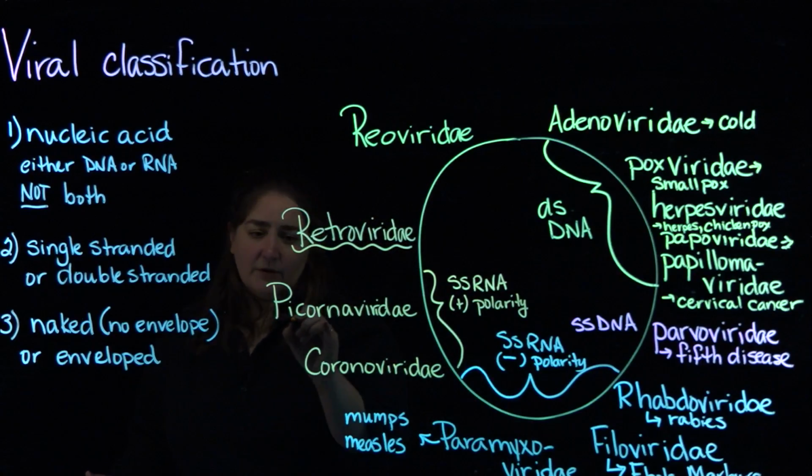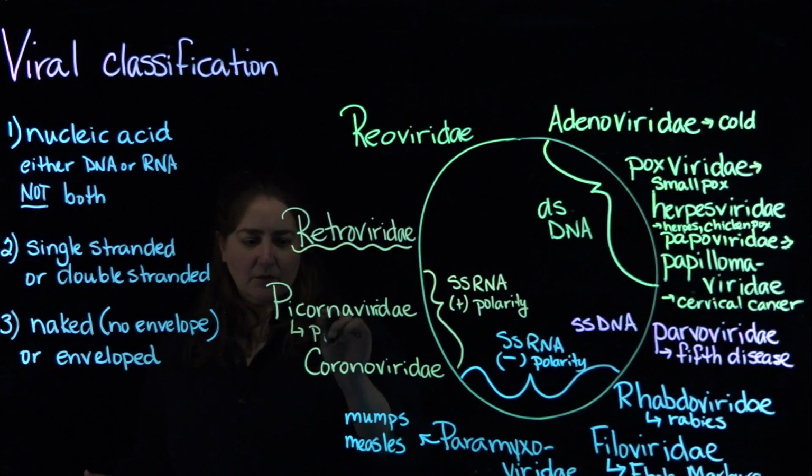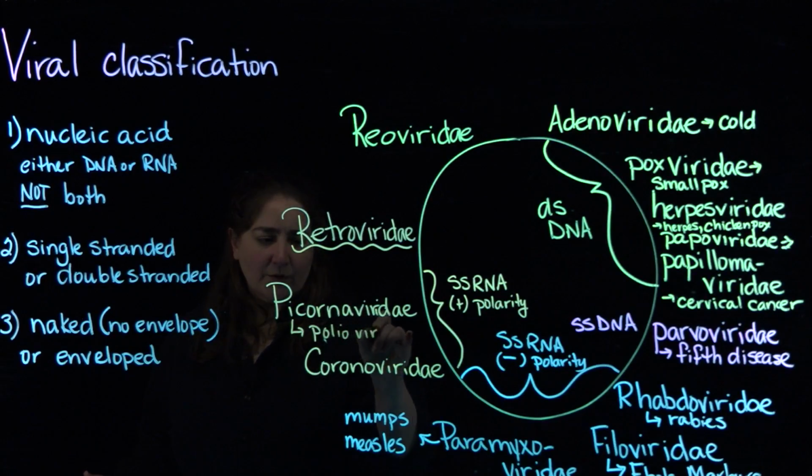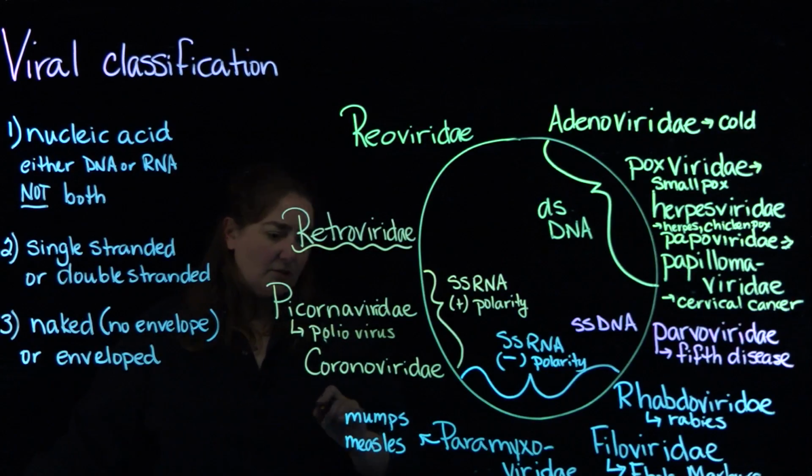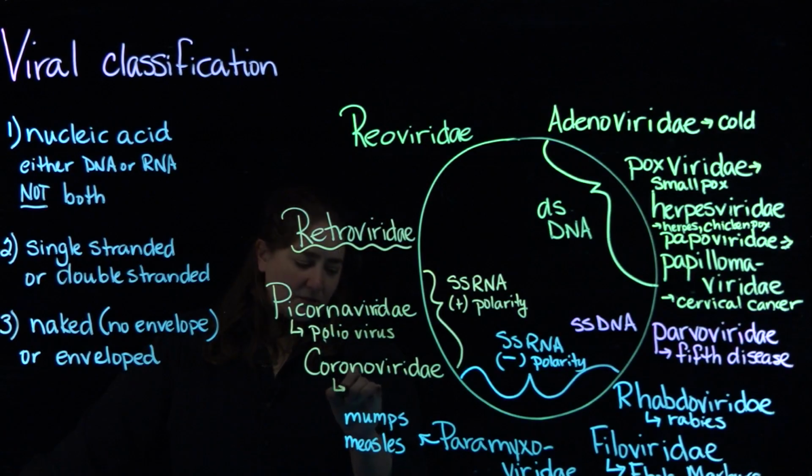And the Picornaviridae, this is going to be the family member where, that should be an O, the poliovirus would be found. The Coronaviridae, this is going to be associated with SARS. Okay.